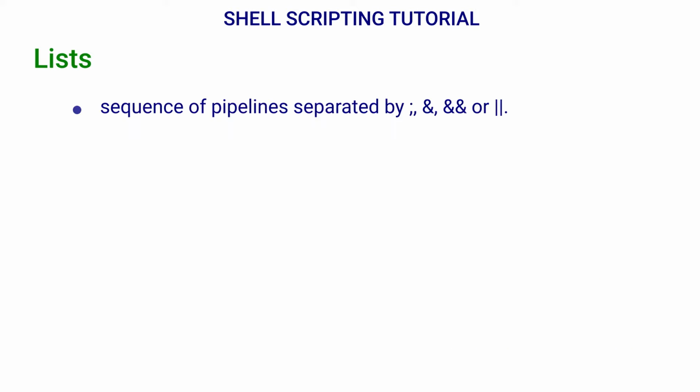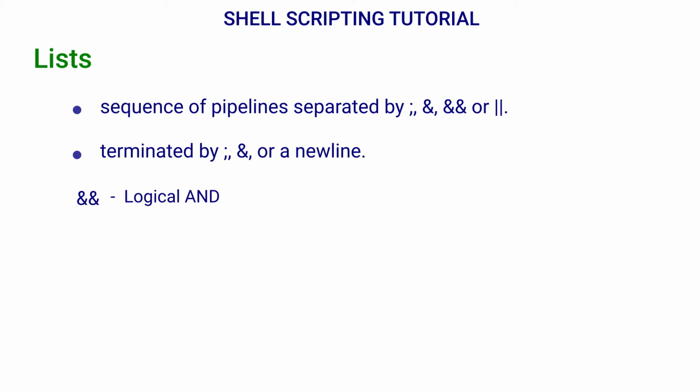Lists. A list is a sequence of pipelines separated by semicolon, ampersand, double ampersand, or double pipe. A list may be terminated by a semicolon, ampersand, or a new line. Double ampersand is the symbol for logical AND, and double pipe stands for logical OR, and these two operators have equal precedence. Ampersand and semicolon also have equal precedence. Logical AND and logical OR have a higher precedence than ampersand and semicolon.